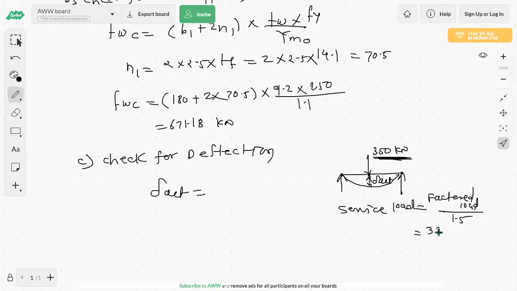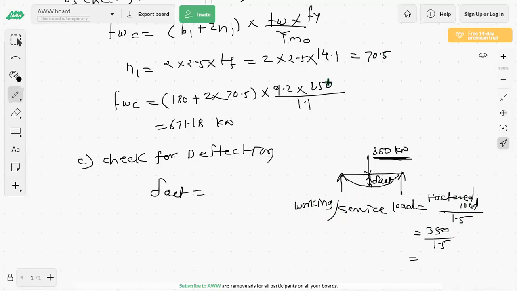So here the factored load is 350 divided by 1.5. So how much is the service or working load? When calculating actual deflection, we have to take the working or service load. So the given load is the factored load, so we have to convert it into service or working load. If the factored load is given, we have to divide it by 1.5, then we get the working or service load.